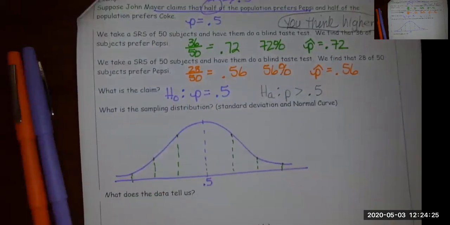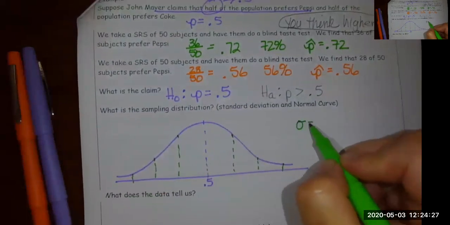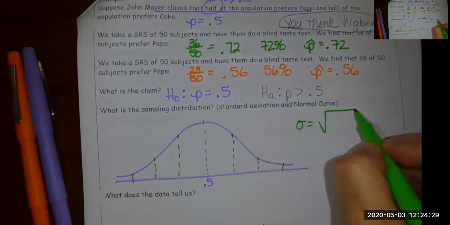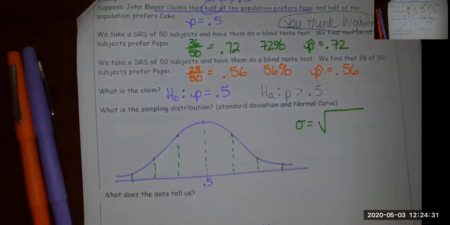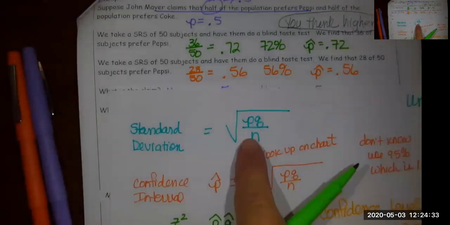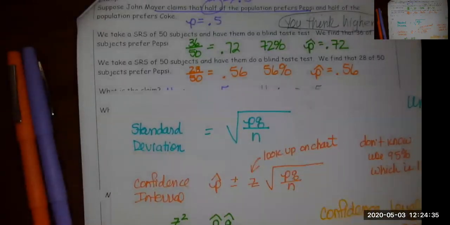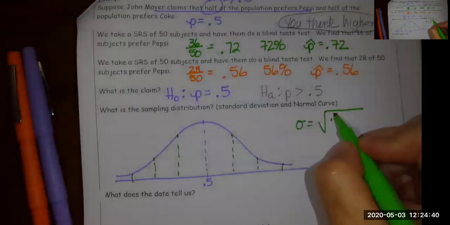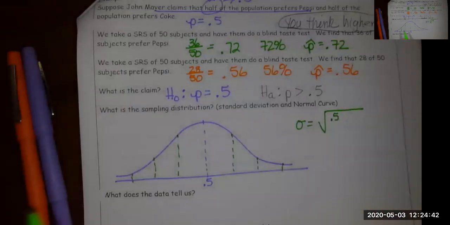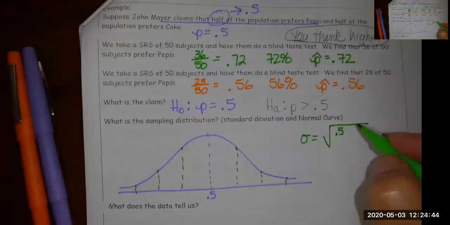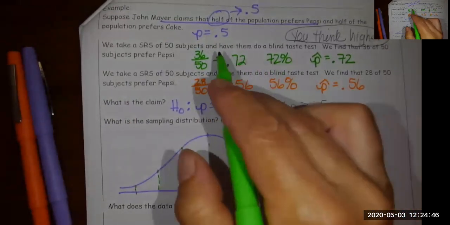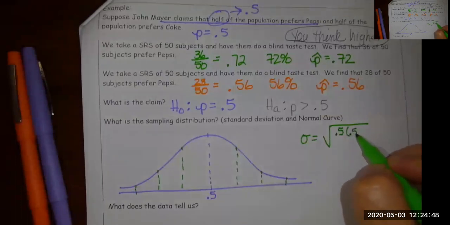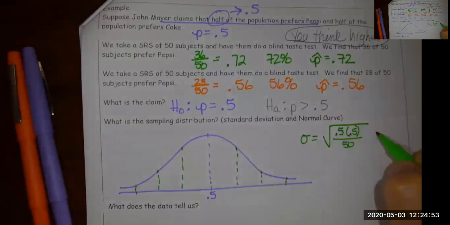Well, we have to find the standard deviation. What's the standard deviation? You have it written down on your sheet, okay? Square root of PQ over N. So P is 0.5 because he said 0.5, that's our P. Q is 1 minus P, so that's 0.5. All over N, we did a sample of 50. So punch that into your calculator. I already did it to save time.